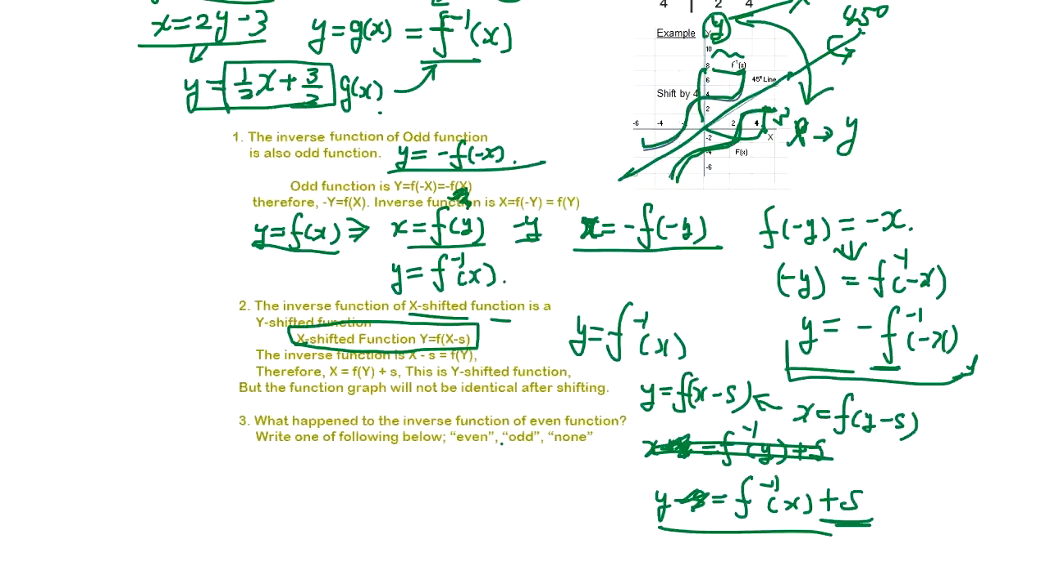Okay. What's happened to the inverse function of an even function? Write one of the following below. Okay. The inverted function of an even function is even again. Okay. Let's explain this graphically. An even function is symmetric on this. Okay. When you invert, the function will be like this, right?